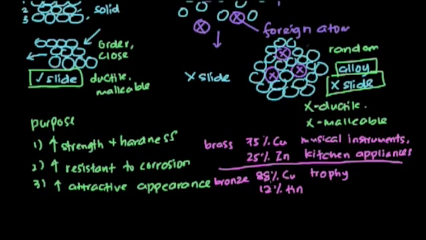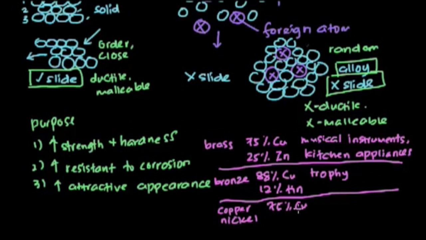Now let's move on to copper nickel. Well, the name says it all. Copper nickel is actually the combination of 75% of copper as well as 25% of nickel. And one of the uses is for coins. Yep, for our coins.